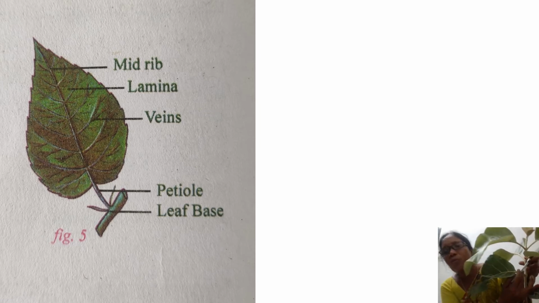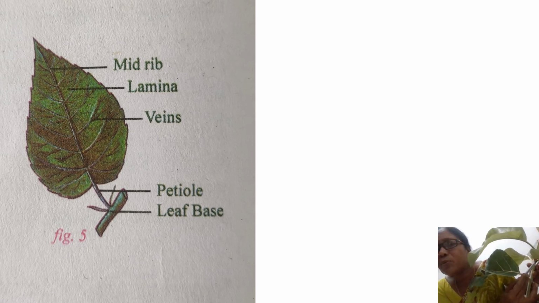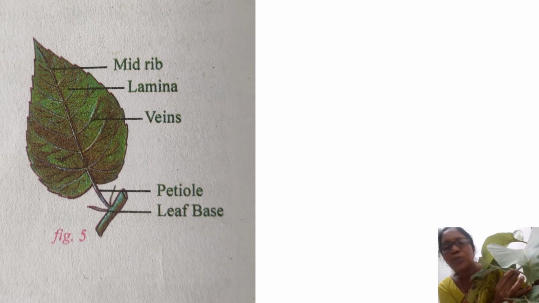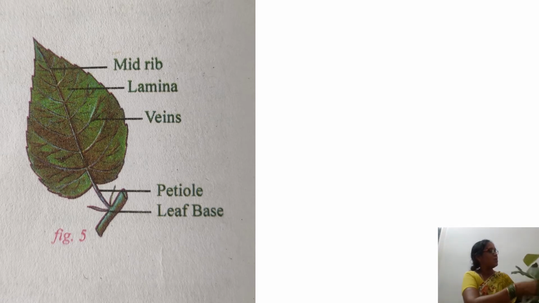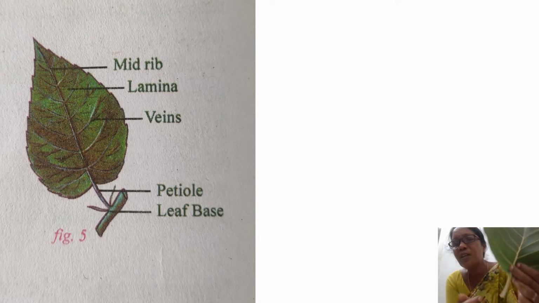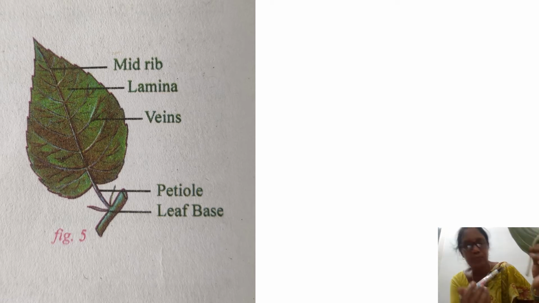This is the petiole. What do we call this? Stalk ని ఏమని పిలుస్తాం మనము? ఈ stalk తోనే కదా చెట్టు. It's stuck to the stem. See, this is the leaf. This is the stalk. What do we call this stalk-like structure? Petiole. This is the leaf base. No?